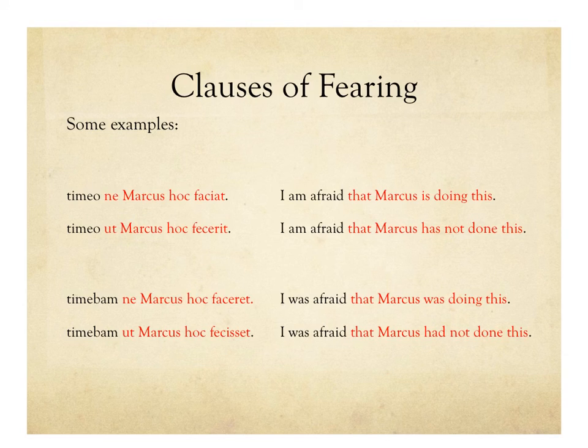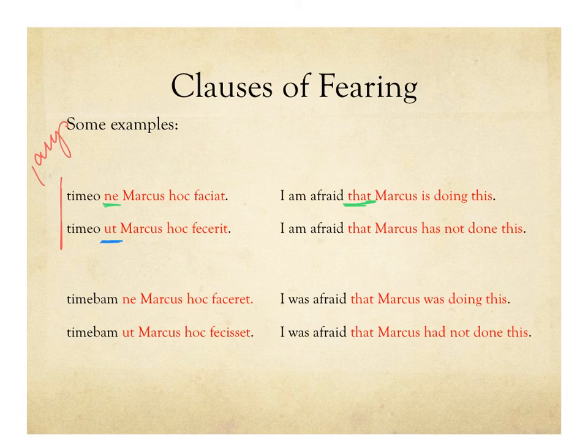So here again, I have some sentences for you in primary sequence, and these I'll start with timeo, and you can see that the first one I have given you is positive, and the second one I have given you is negative. Okay, so timeo ne Marcus hoc faciat. I am afraid that, right? So there's my ne, that Marcus is doing this. Timeo ne Marcus hoc faciat. In the negative, timeo ut Marcus hoc fecerit.